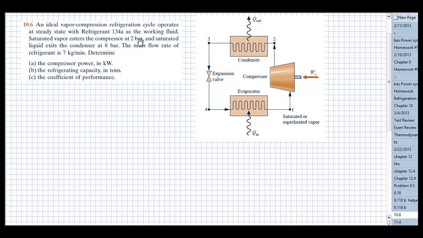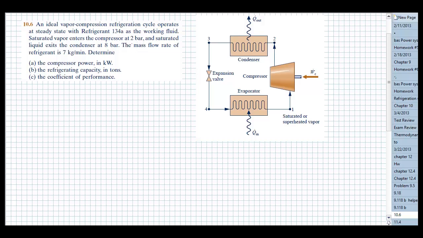Alrighty, so today I'm going to walk you through the process of doing problem number 10.6 out of the book. If you read the problem, an ideal vapor compression refrigeration cycle operates at steady state with refrigerant 134A as the working fluid. Saturated vapor enters the compressor at 2 bar, and then a saturated liquid exits the condenser at 8 bar. The mass flow rate of the refrigerant is 7 kilograms per minute. Be sure you pay attention to that. Determine the compressor power in kilowatts, the refrigerating capacity in tons, and the coefficient of performance.